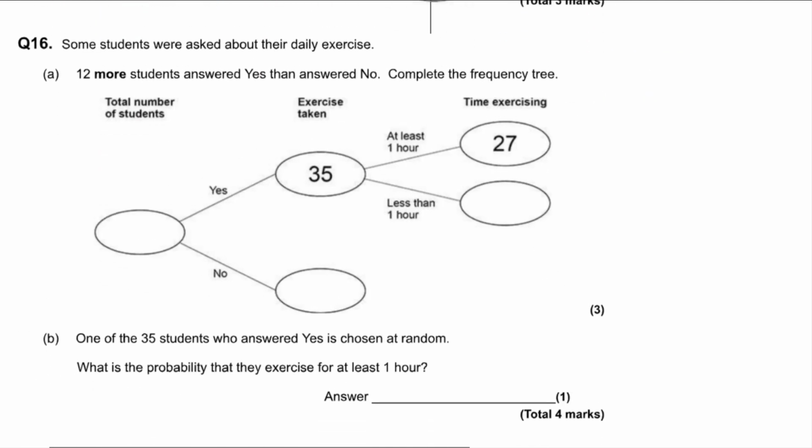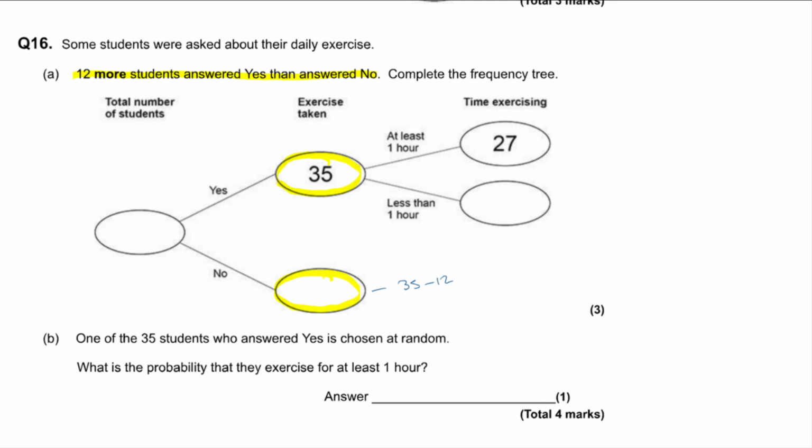Question 16. Some students were asked about their daily exercise. 12 more students answered yes than answered no. Complete the frequency tree. Okay, so 12 more students answered yes than answered no. So I know that 35 people answered yes, and I don't know how many people answered no, but I know that 12 people more answered yes than answered no. So if 35 people said yes and 12 more people said yes than no, then this box down here must be 35 subtract 12 then, mustn't it?